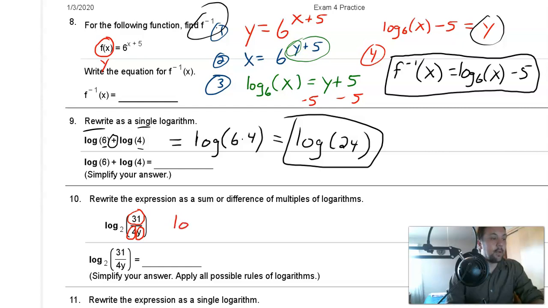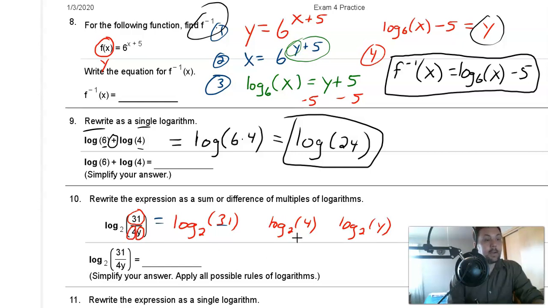And so I'll have log base 2. I'll put 31 inside of its own logarithm. I'll put the 4 inside of its own logarithm. And I'll put the y inside of its own logarithm. Then we have to decide whether these logarithms should be positive or negative. If it came from the numerator, 31 came from the numerator, that logarithm will be positive. So I'll just keep that as a positive, log base 2 of 31. If it's from a denominator, that logarithm should be negative, right? So 4 is from our denominator, which means this logarithm should be negative.